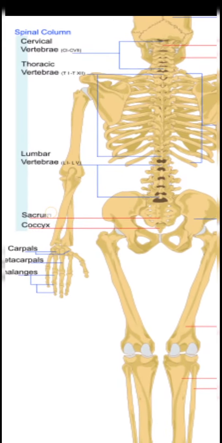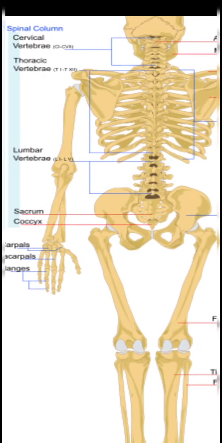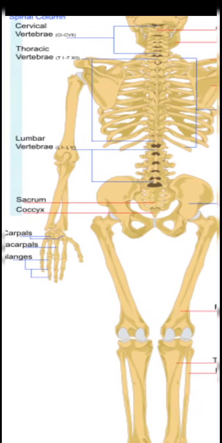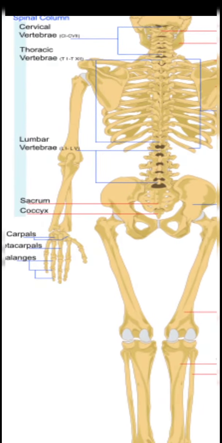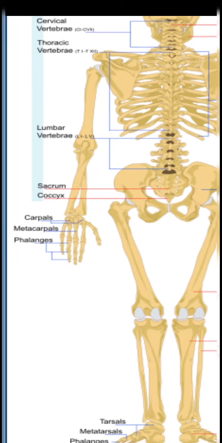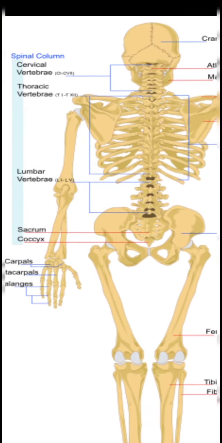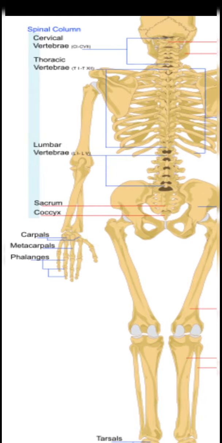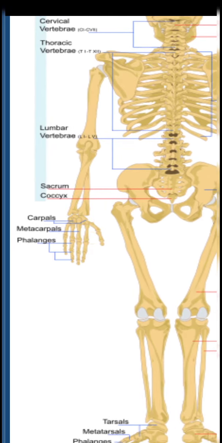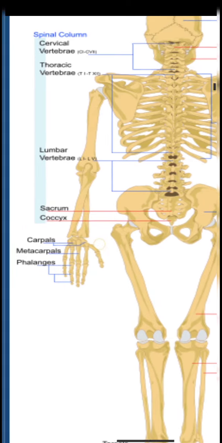Then there are two bones of forearm that make a joint with the humerus, the elbow joint. Those are known as radius and ulna. Then there are 8 carpal bones, 5 metacarpal bones, and 14 phalanges. So remember this arrangement: 1 clavicle, 1 scapula, 1 humerus, 1 radius, 1 ulna, 8 carpals, 5 metacarpals, and 14 phalanges. This is the complete arrangement of the upper limb.